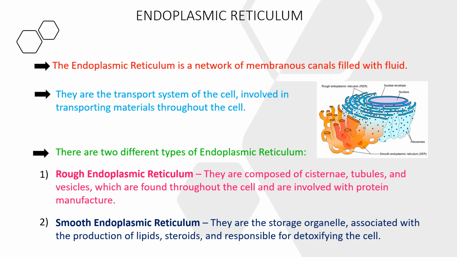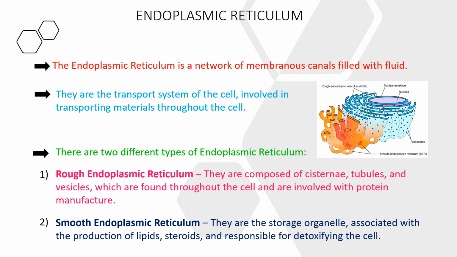So you can see in the picture, this is endoplasmic reticulum. We have two types of endoplasmic reticulum, and there are some differences between them: smooth endoplasmic reticulum and rough endoplasmic reticulum. Rough endoplasmic reticulum is composed of cisternae, tubules and vesicles, and they are found throughout the cell and are involved in protein manufacture.